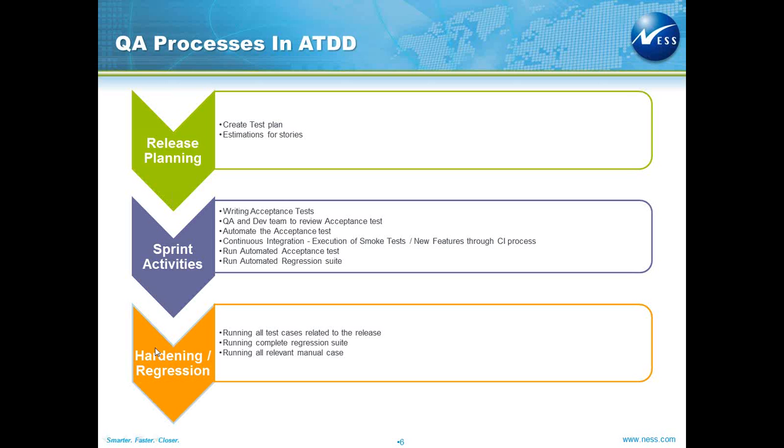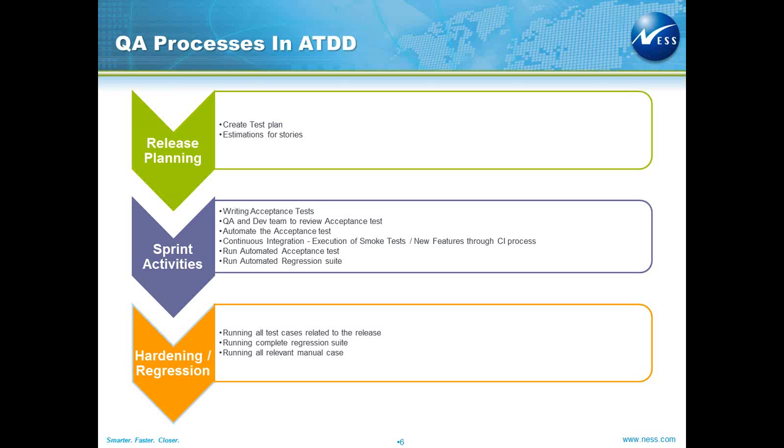The next is your hardening or regression phase. In this phase, the roles and responsibilities of a QA would be to run all the test cases that are related to this release. So if you have built an automation suite for this particular release, you can go ahead and run the entire automation suite. You will also have to run all the manual cases in this release. In addition, you need to execute the complete regression suite.